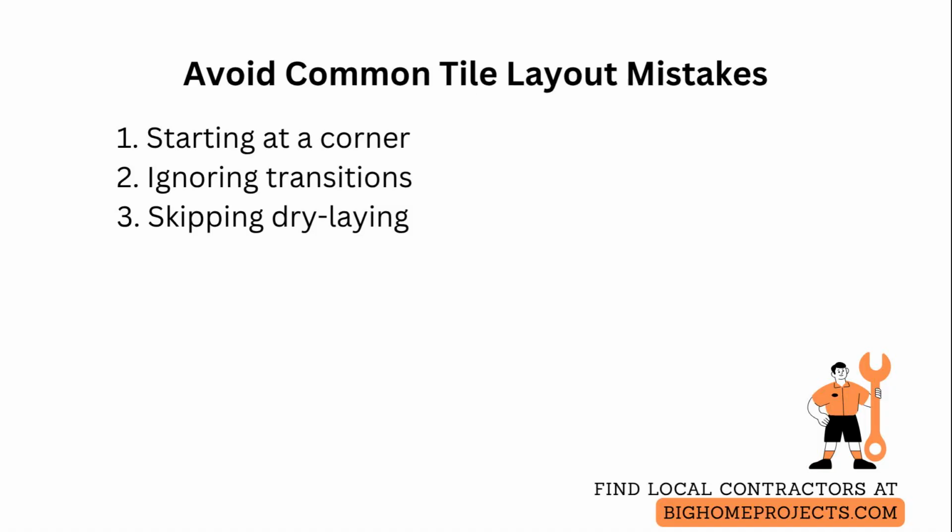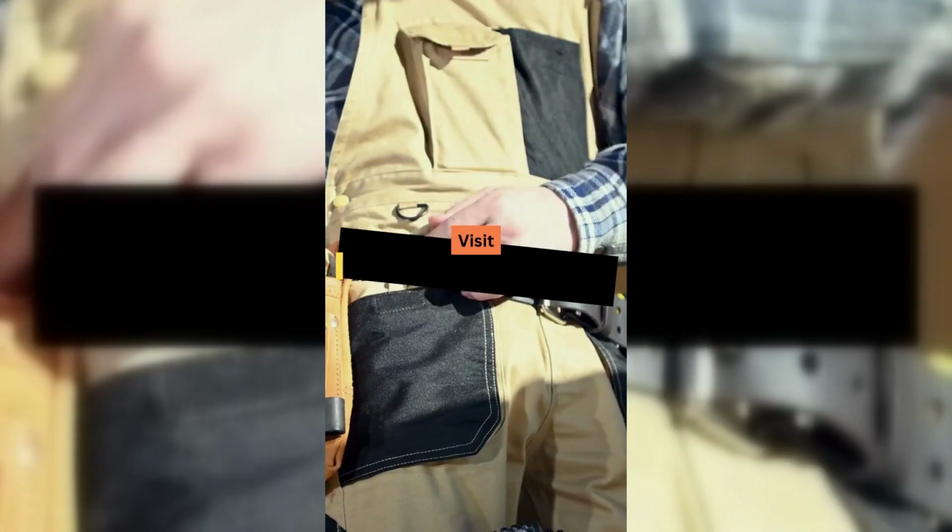When installers skip dry laying, take time to snap your grid and lay out full tiles along key sight lines before setting mortar so you can shift the center or add a border to preserve symmetry.